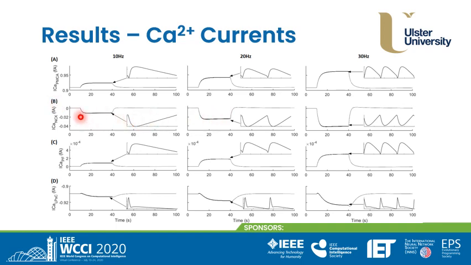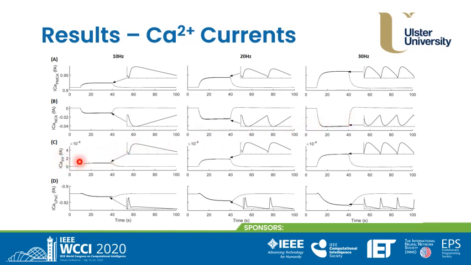Now down on the second row here, we have the NCX current, and whenever the neuron starts to be stimulated, the NCX enters reverse mode and starts taking calcium into the astrocyte. And again, as you can see here in the detail in the inset, it's taking it in quite significantly. And also, as the frequency increases, the amount of calcium that's taken into the astrocyte also increases.